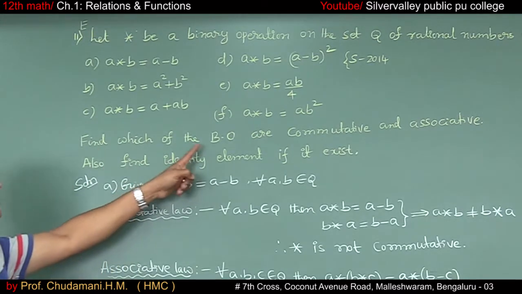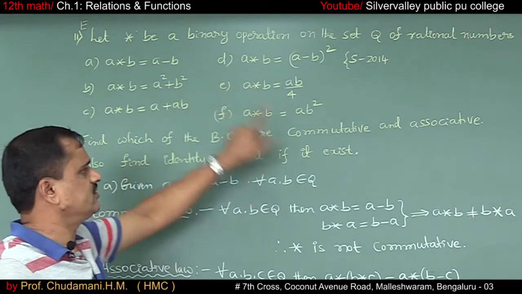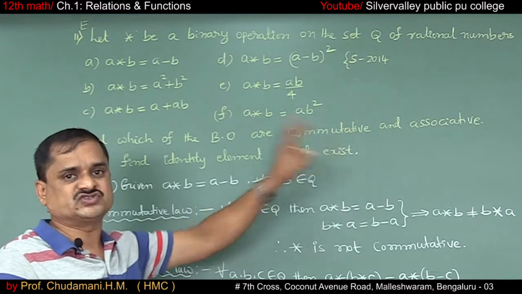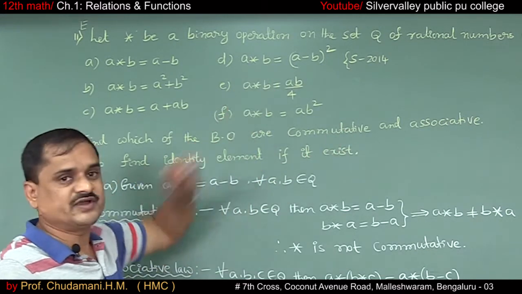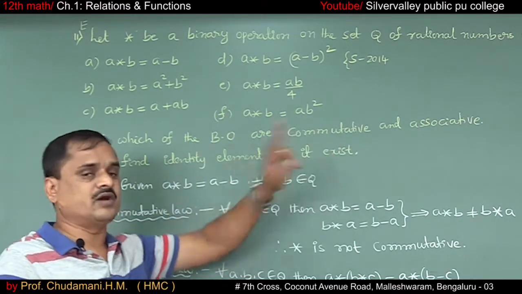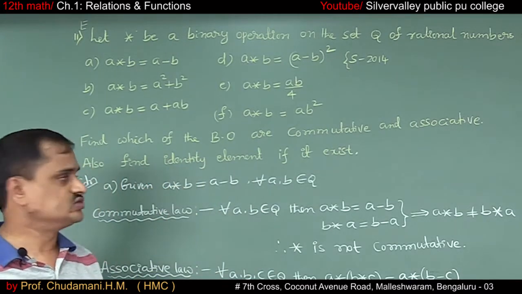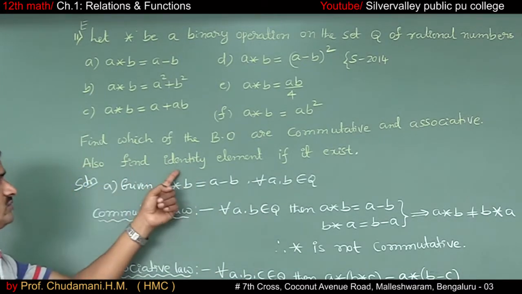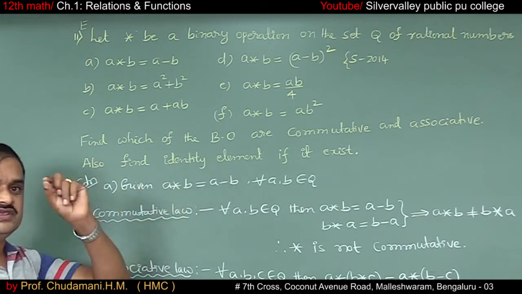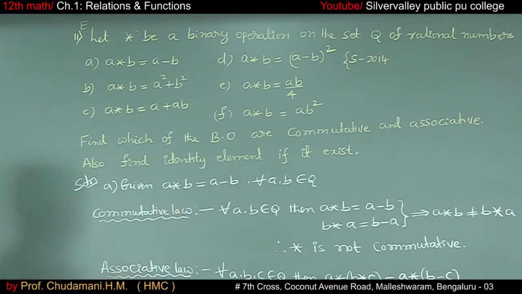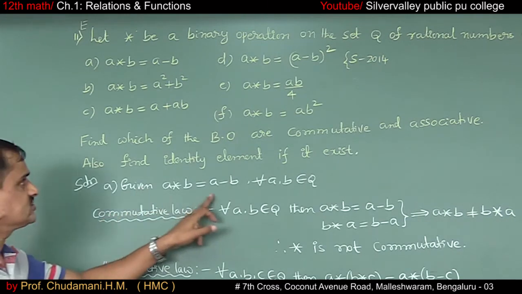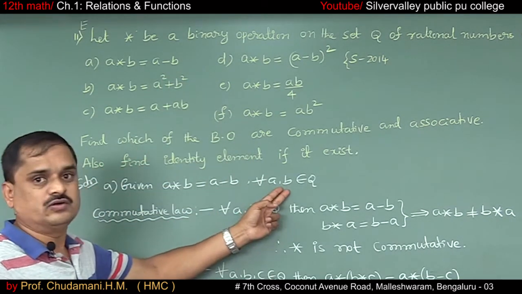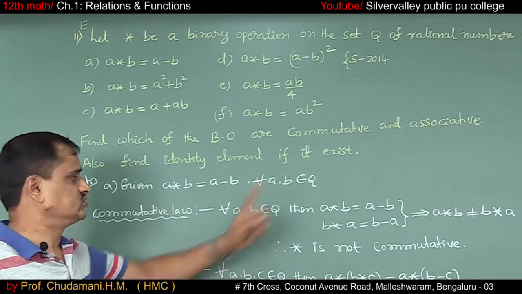Find which of these binary operations are commutative and associative. For these defined operations, you need to verify the commutative property and the associative property. Also find the identity element if it exists. Solution. Number A, given A star B equals A minus B, for all A, B belongs to Q.